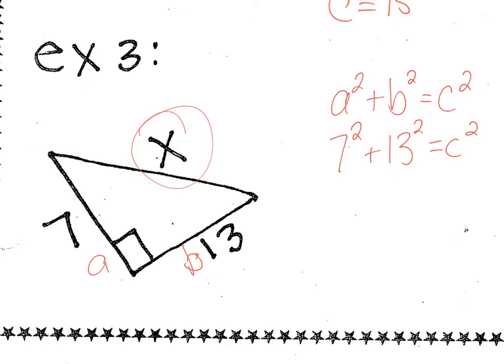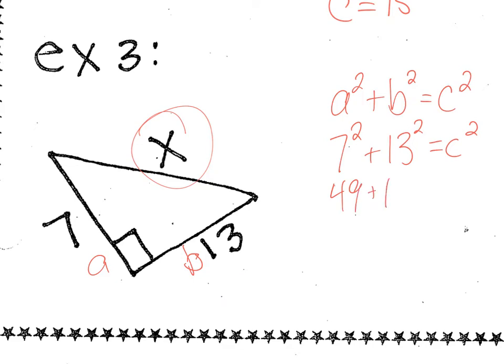Now, I'm okay with you using the calculator to figure those out. Does that mean you don't show your work? No. The calculator is just going to do the math for you, but you still have to show what you put in the calculator. Okay, so 7 squared gives me 49.